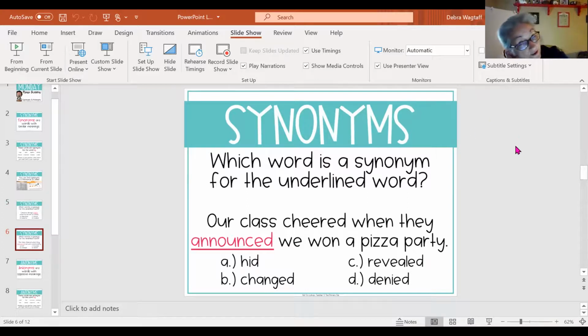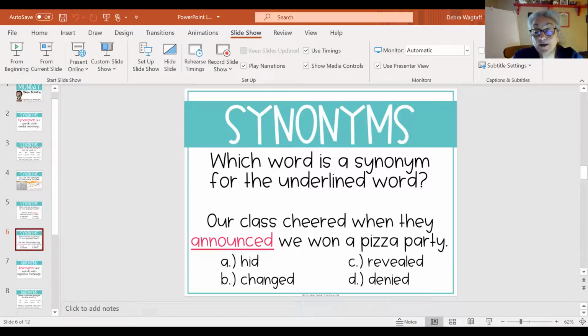Which word is a synonym for the underlined word? And the underlined word is announced. Our class cheered when they announced we won a pizza party. Hid, changed, revealed, or denied. You should have chosen C. Our class cheered when they revealed we won a pizza party.